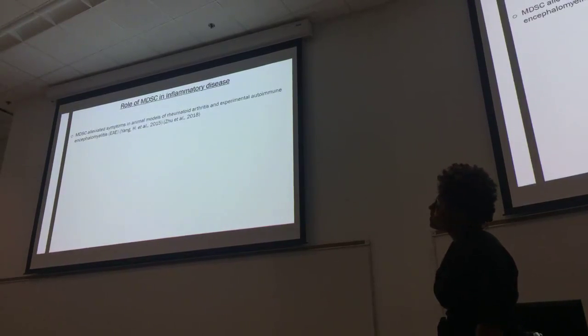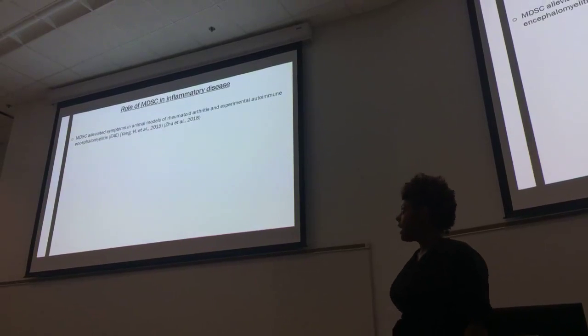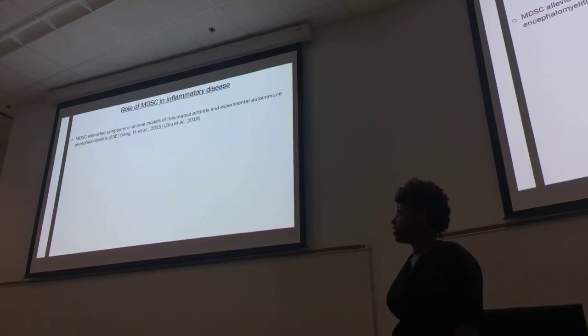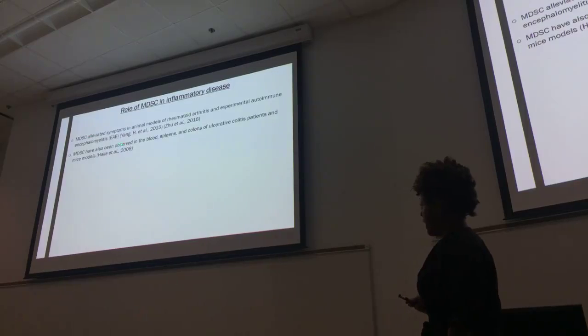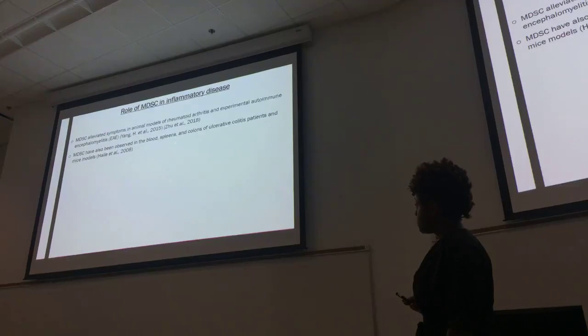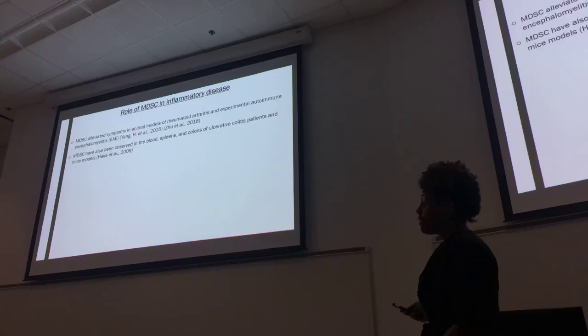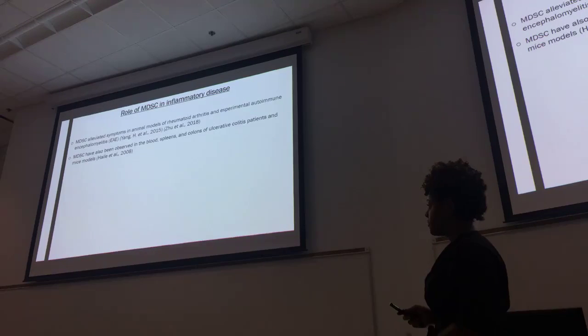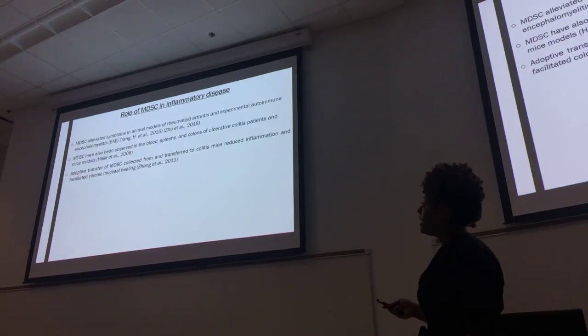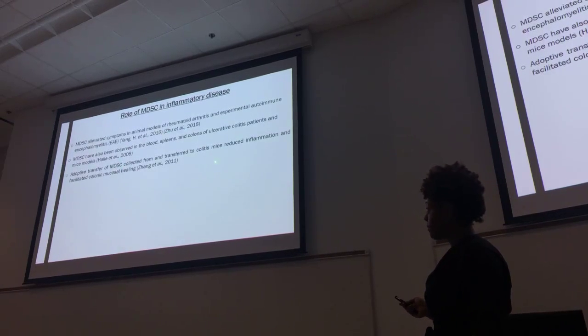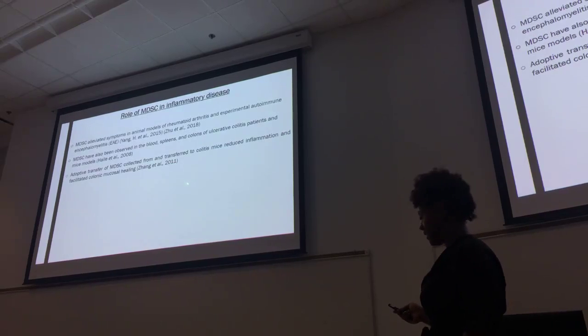The role of MDSC in inflammatory disease has been studied, but in colitis in particular, it's still under investigation. In studies of autoimmune models, such as rheumatoid arthritis and experimental autoimmune encephalitis, EAE, MDSC were found to alleviate symptoms. And as I mentioned, they have been found in the blood, spleens, and colons of ulcerative colitis patients and mouse models, but are still under investigation for their role. In some studies, adoptive transfer of colitis MDSC to other colitis mice reduced inflammation and facilitated colonic mucosal healing.